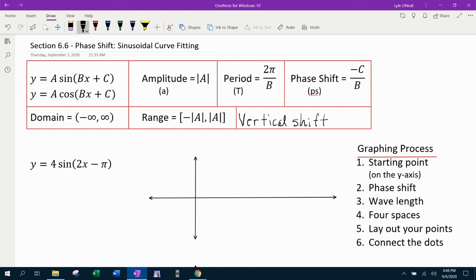All right, so if you have a vertical shift, that's going to be either plus or minus D. I'm going to call that letter D. And what that will look like in our equations is you will see a constant, either a plus number or a minus number in one of those equations, and it will be a constant outside of the sine or cosine function. That constant will be your vertical shift, and plus is up and minus is down.